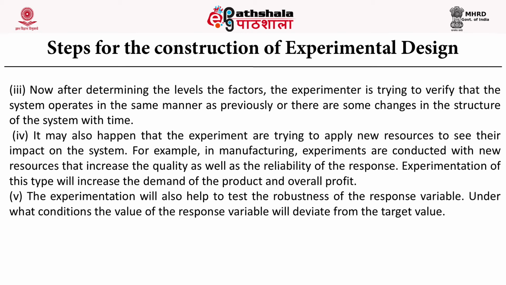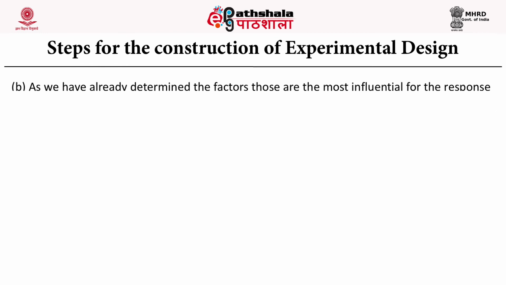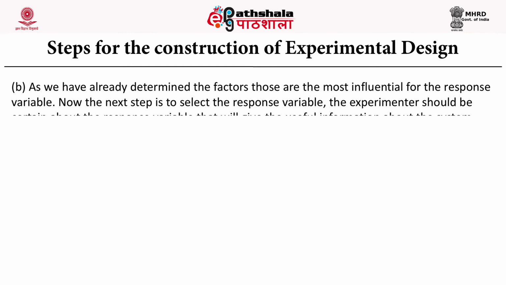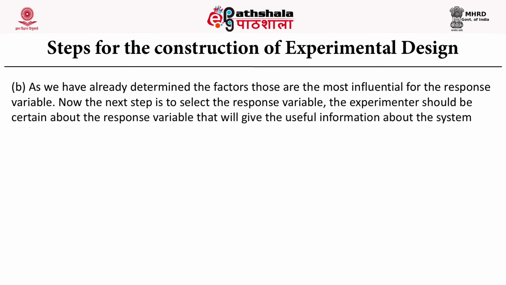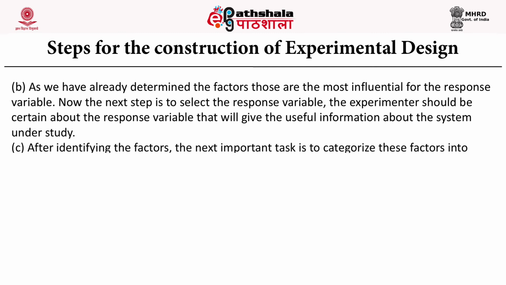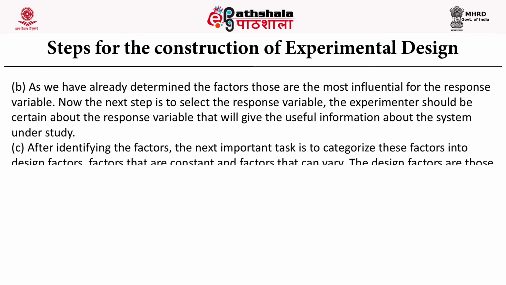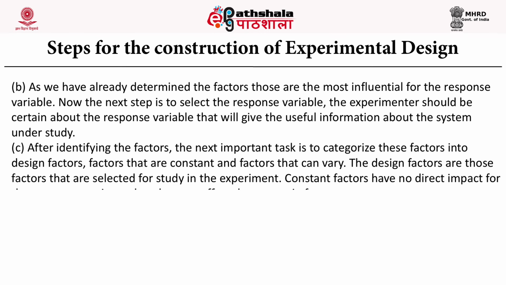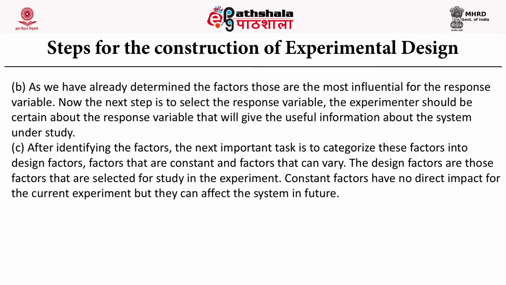The experimentation will also help to test the robustness of the response variable, that is, under what condition the value of the response variable will deviate from the target value. The second step is, as we have already determined the factors that are the most influential for the response variable, now the next step is to select the response variable. The experimenter should be certain about the response variable that will give useful information about the system under study.